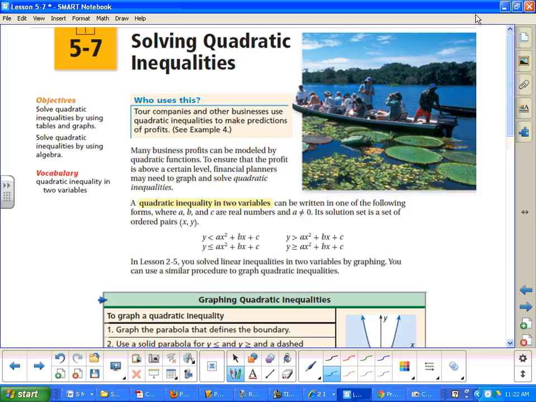We shaded, right? Not only did we shade, but we also had to determine whether the line in the graph was going to be dotted or solid, depending on what the inequality was. So, if we have one that is just less than or greater than, but now we're going to do it with quadratic functions, okay? If we have just less than or greater than, don't forget, this is a dotted line. And if we have less than or equal to, greater than or equal to, then it's going to be a solid line.